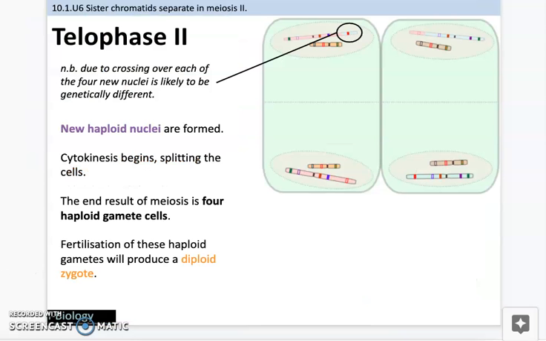That happens in telophase 2, where we now have these new nuclei that are generated, and they're completely different from one another. Notice, if you look very carefully, these gametes do have different arrangements of alleles, different combinations of alleles, promoting genetic variation.